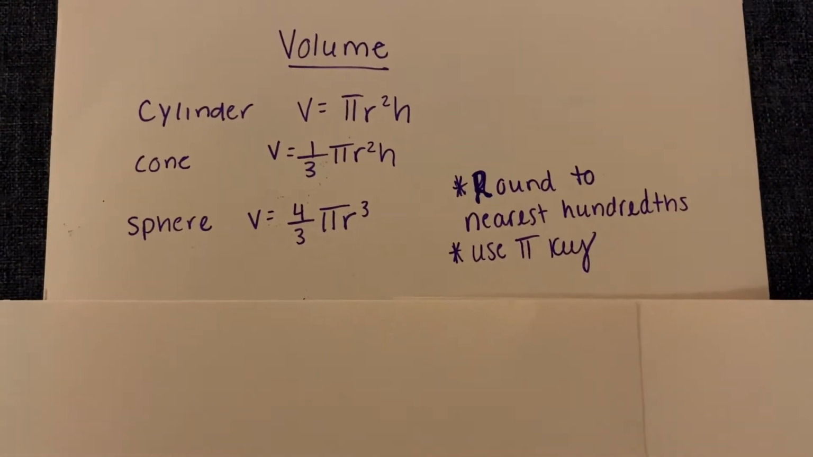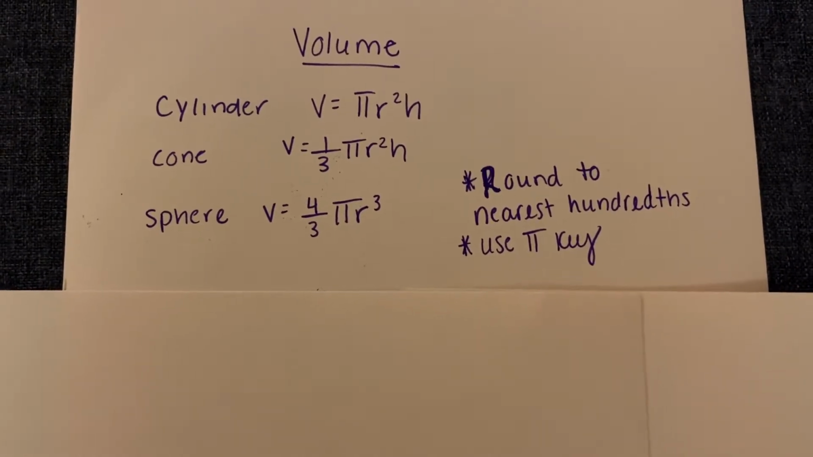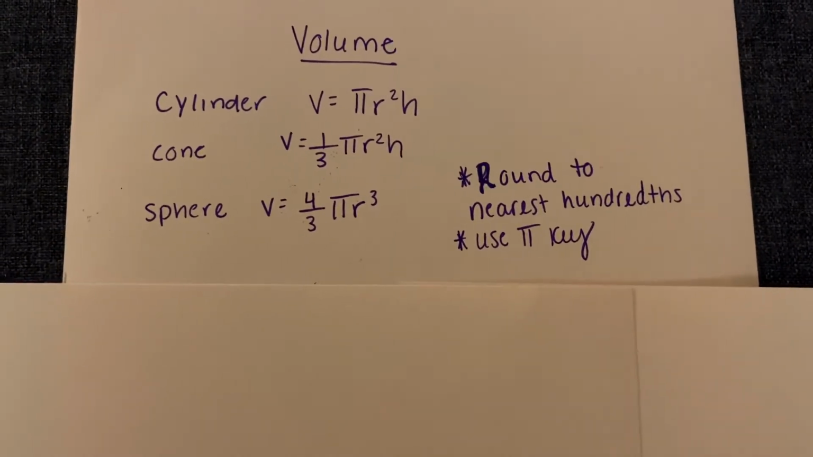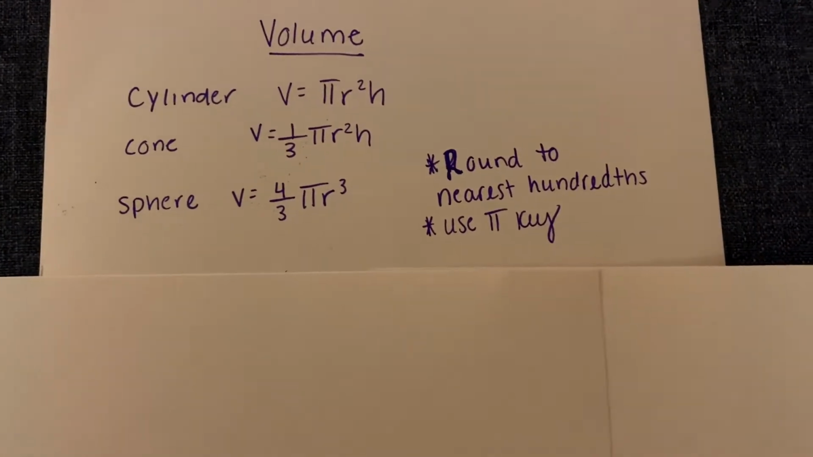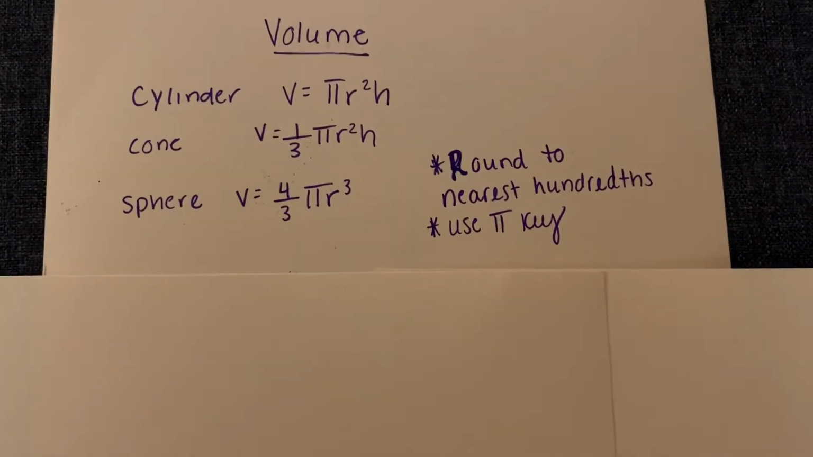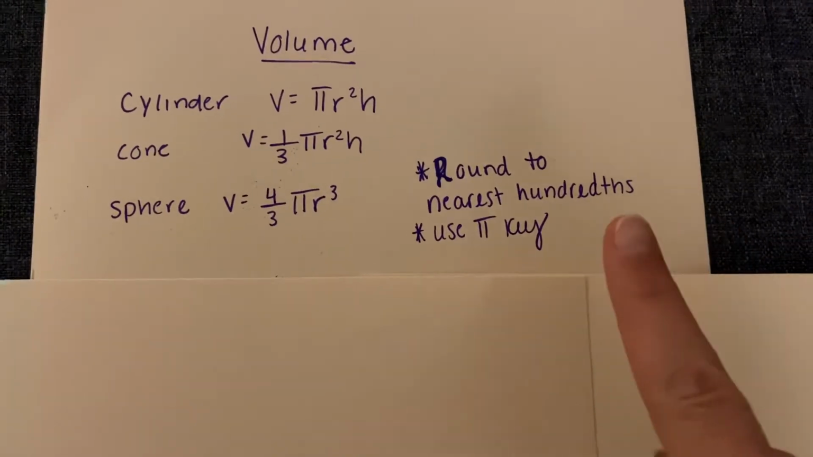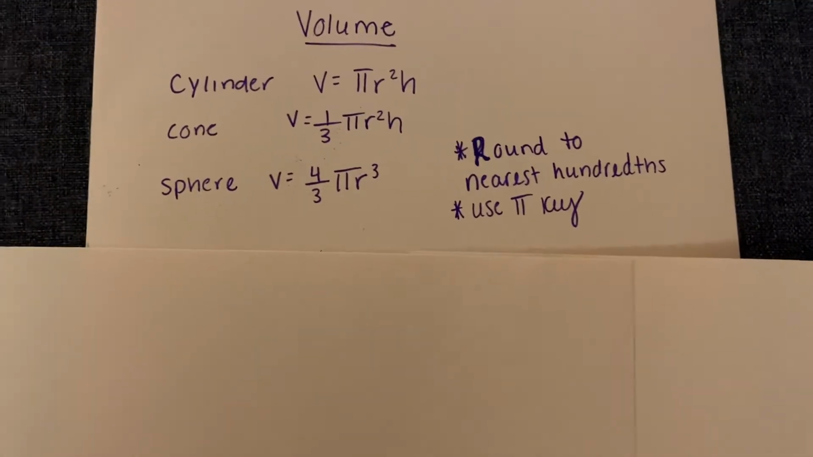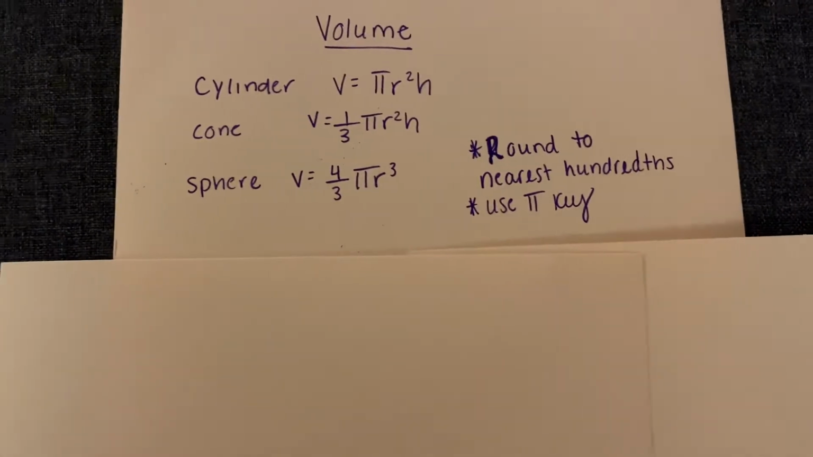All right, today we're going to talk about volume again, but today it's going to be kind of special situations. So right now what I would suggest is you should probably get a piece of paper to do some of these examples on your own, or at least write them down. And the three formulas you need are the volume for cylinder, cone, and sphere, which I have written right here. Today we're going to round to the nearest hundredths and use the pi key on our calculator. All right, and remember, feel free to pause the video if you need to as we go.